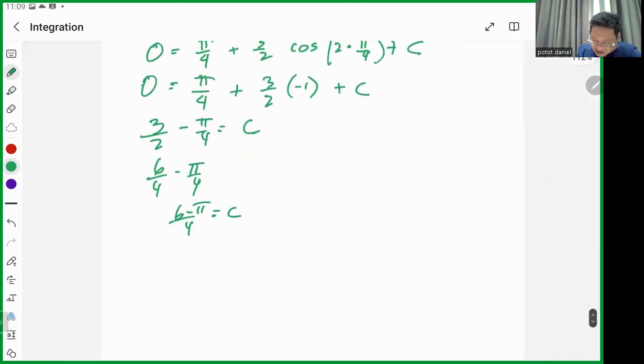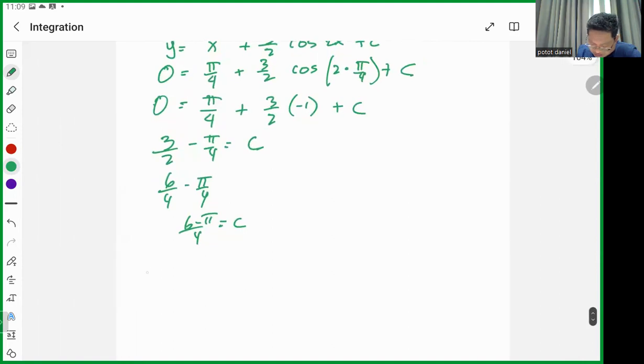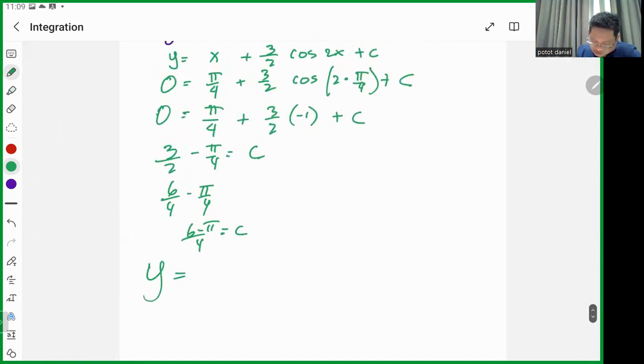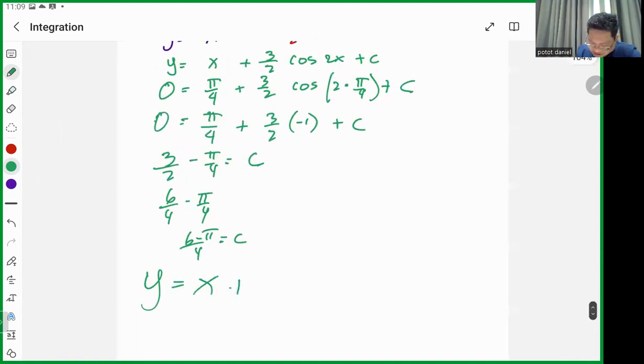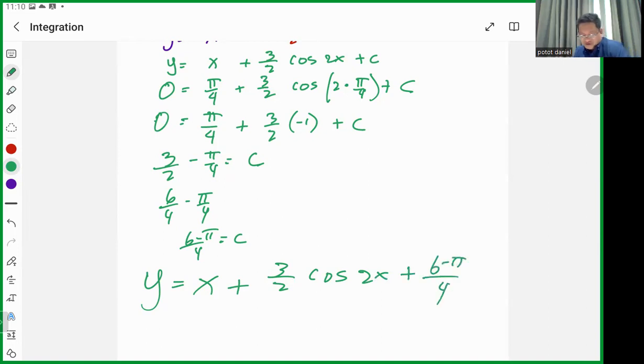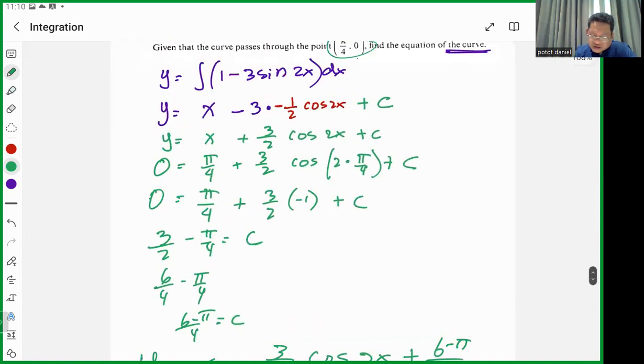So therefore, the final answer will be y is equal to x plus 3 over 2 cosine of 2x plus (6 minus pi) over 4. It's up to you if you're going to put that into decimals or not. But actually, that is already enough.